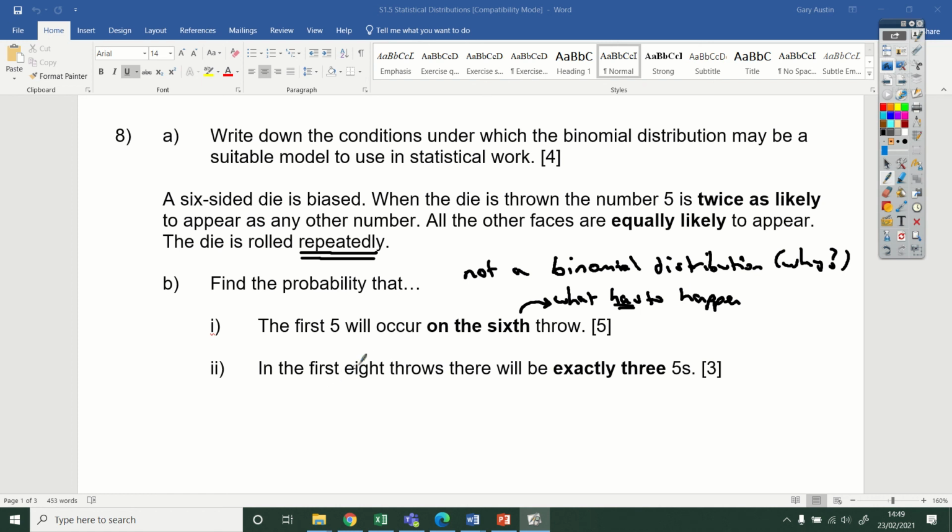And then in the first 8 throws, there will be exactly 3 fives. Now we're back to binomial, aren't we? Because this is a fixed number of trials, 8 throws, and we know hopefully the probability of getting a 5, and we want exactly 3. So this is back to binomial again.